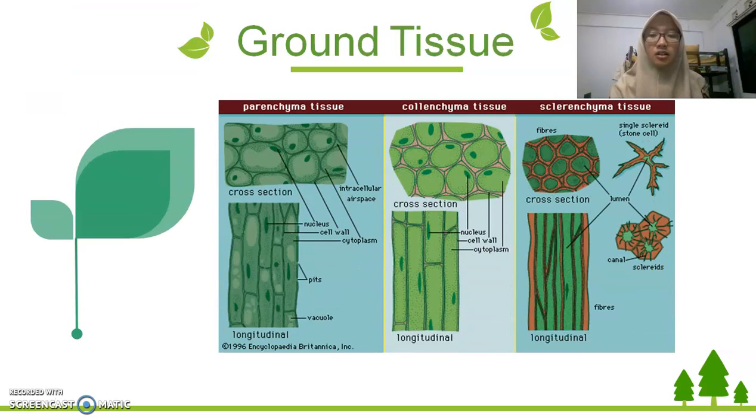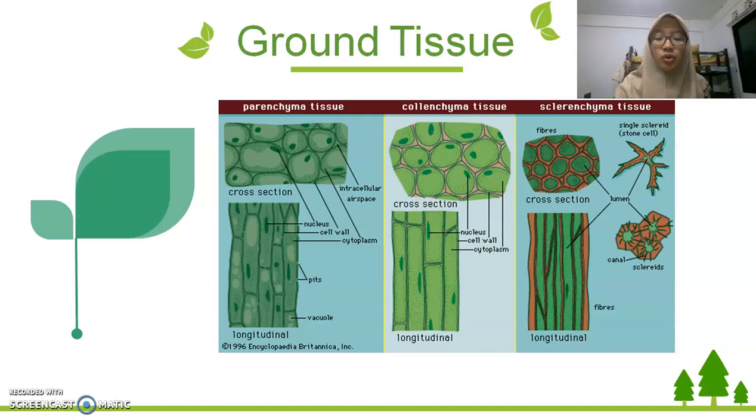Then this is ground tissue. Ground tissue consists of three types of cell. There is parenchyma tissue, collenchyma tissue, and sclerenchyma tissue. Parenchyma tissue are the most common ground cells. They are involved in many basic cell functions including storage, photosynthesis, and secretion. Then collenchyma cells have thick cell walls and are involved in mechanical support. Then sclerenchyma tissue are similar to collenchyma cells, but their walls are even thicker.